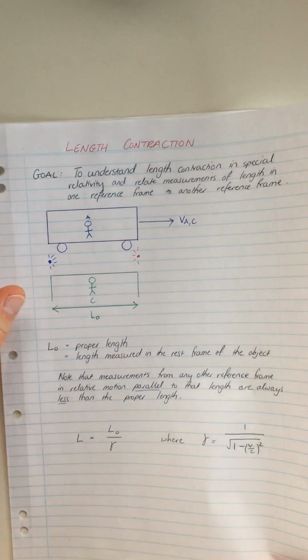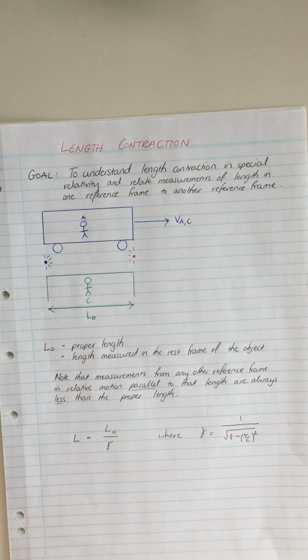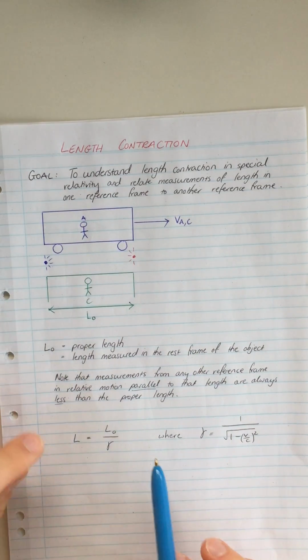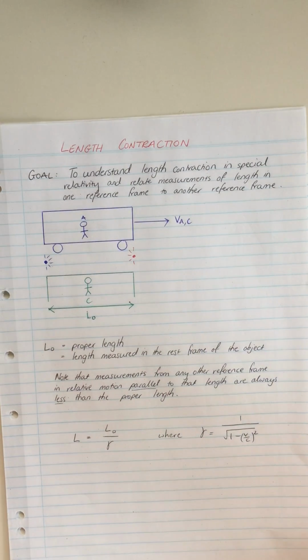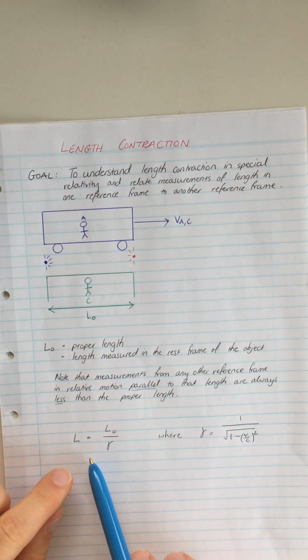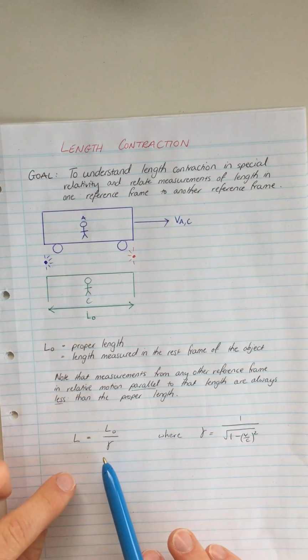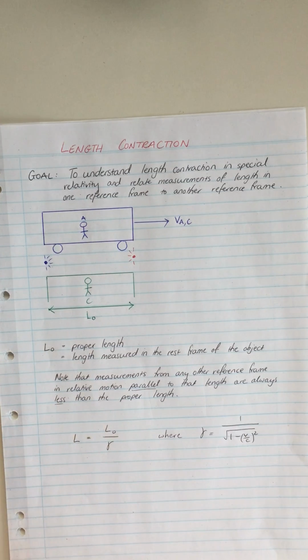So with those definitions of what proper length is, and to understand that the measurements are always contracted, then we can relate them mathematically according to this. Now I'm not going to go into the derivation of this. It's quite similar to the one for time dilation, which I did do in the previous vodcast. I'm not going to do it here, but I'm happy to go through it with you if you like, or you can easily find it on the internet.